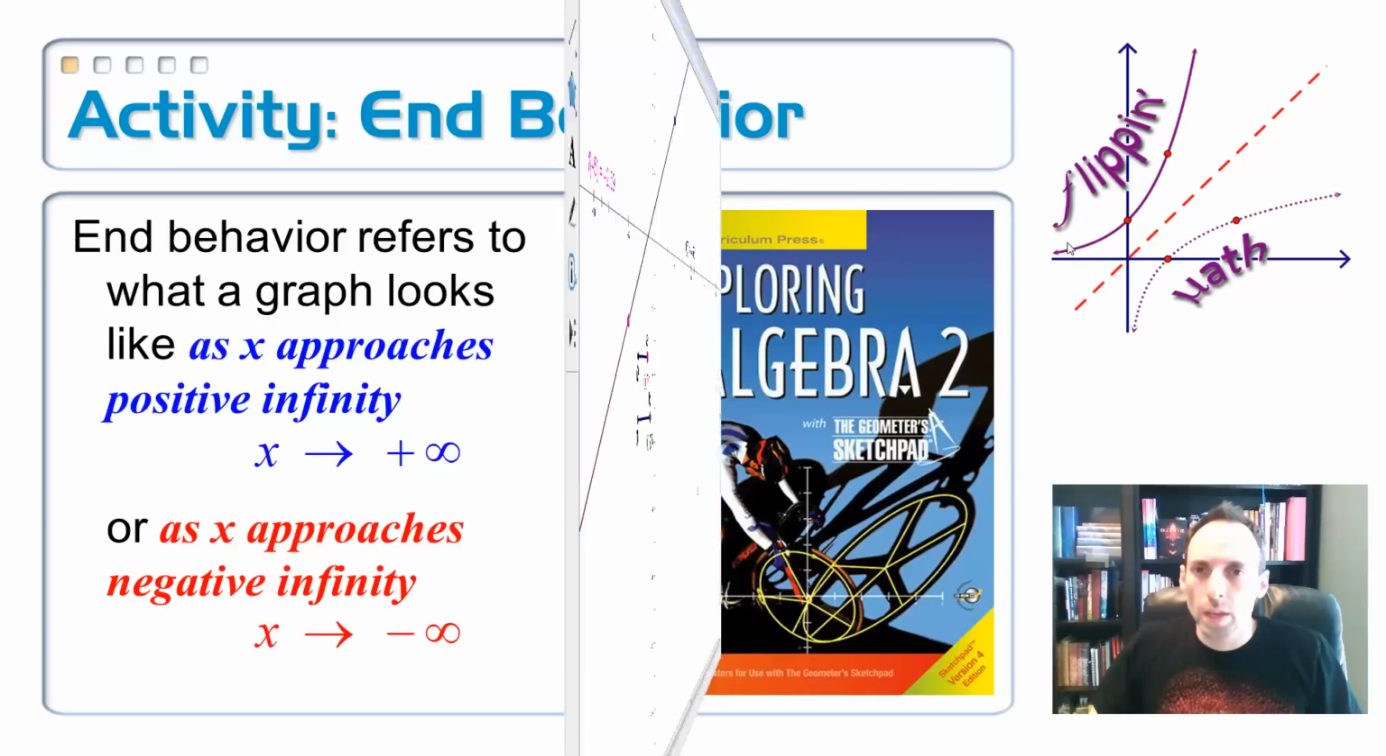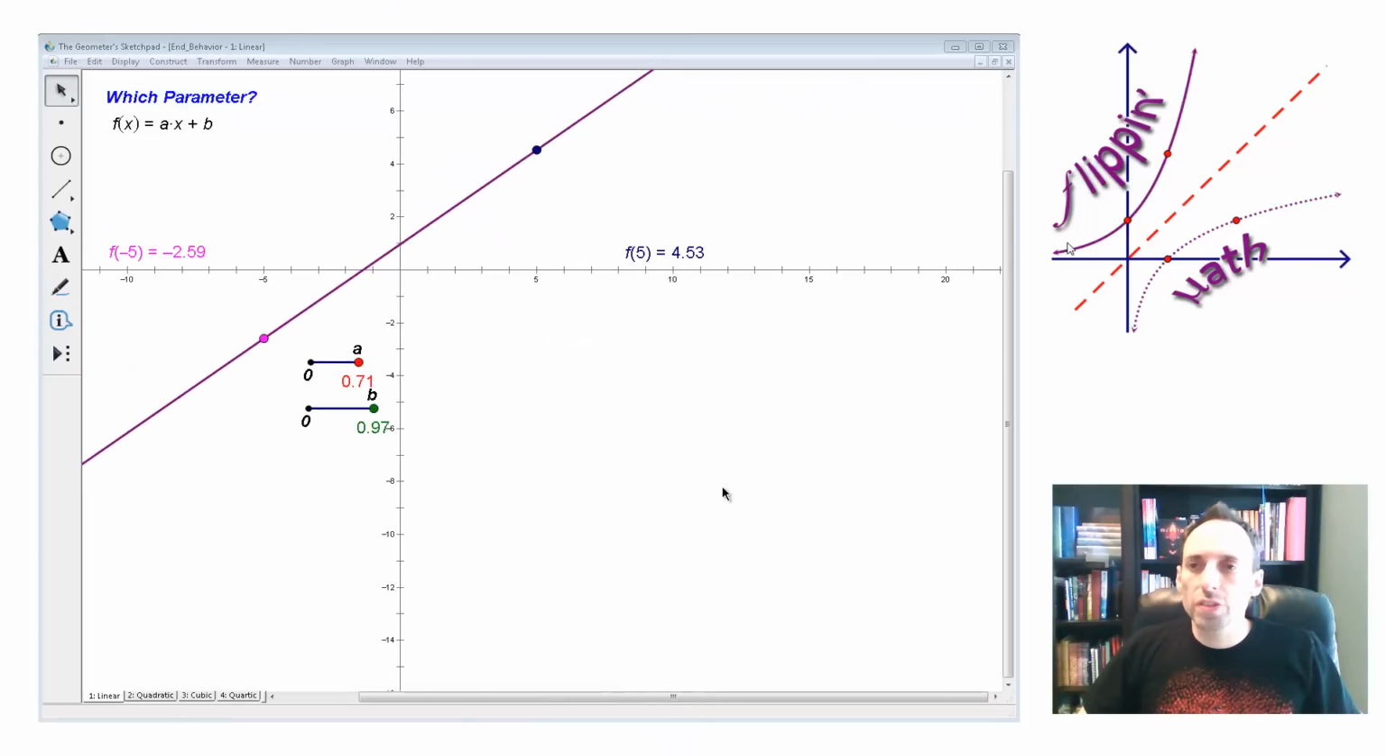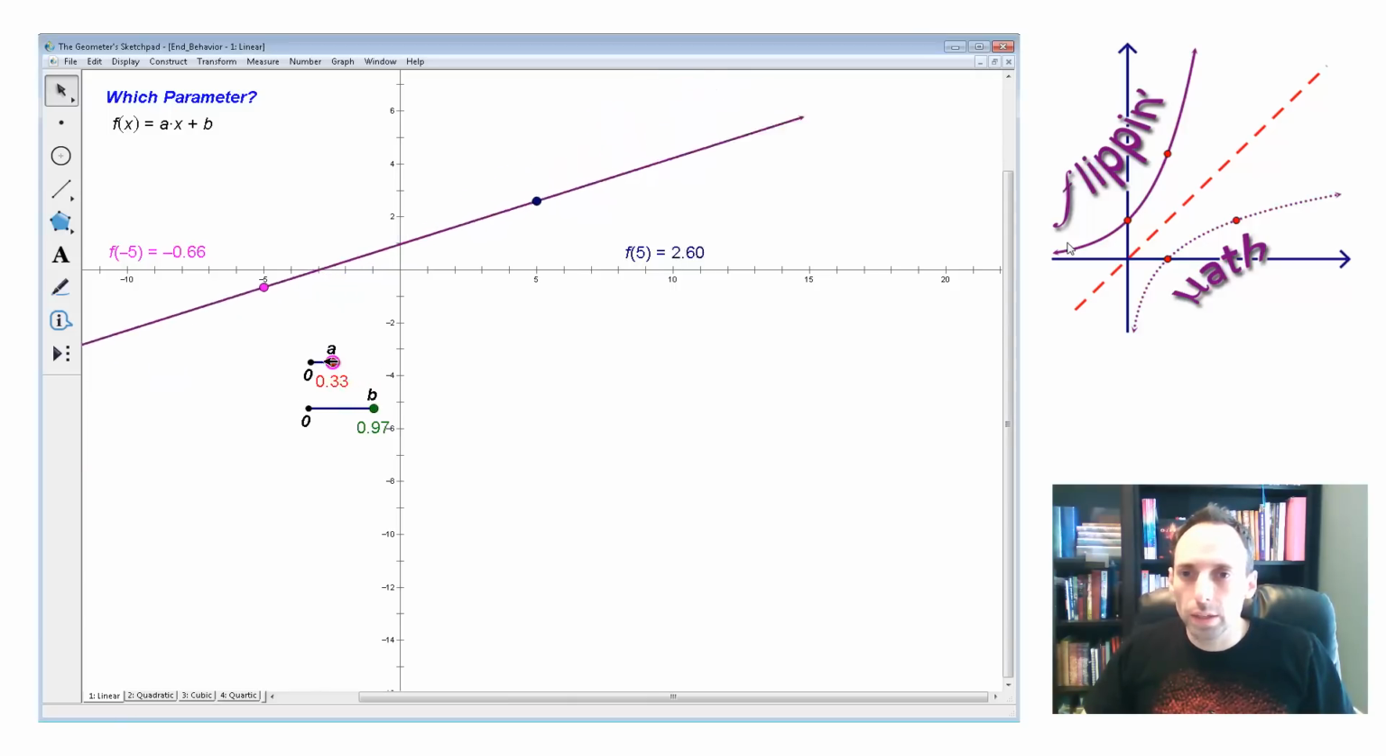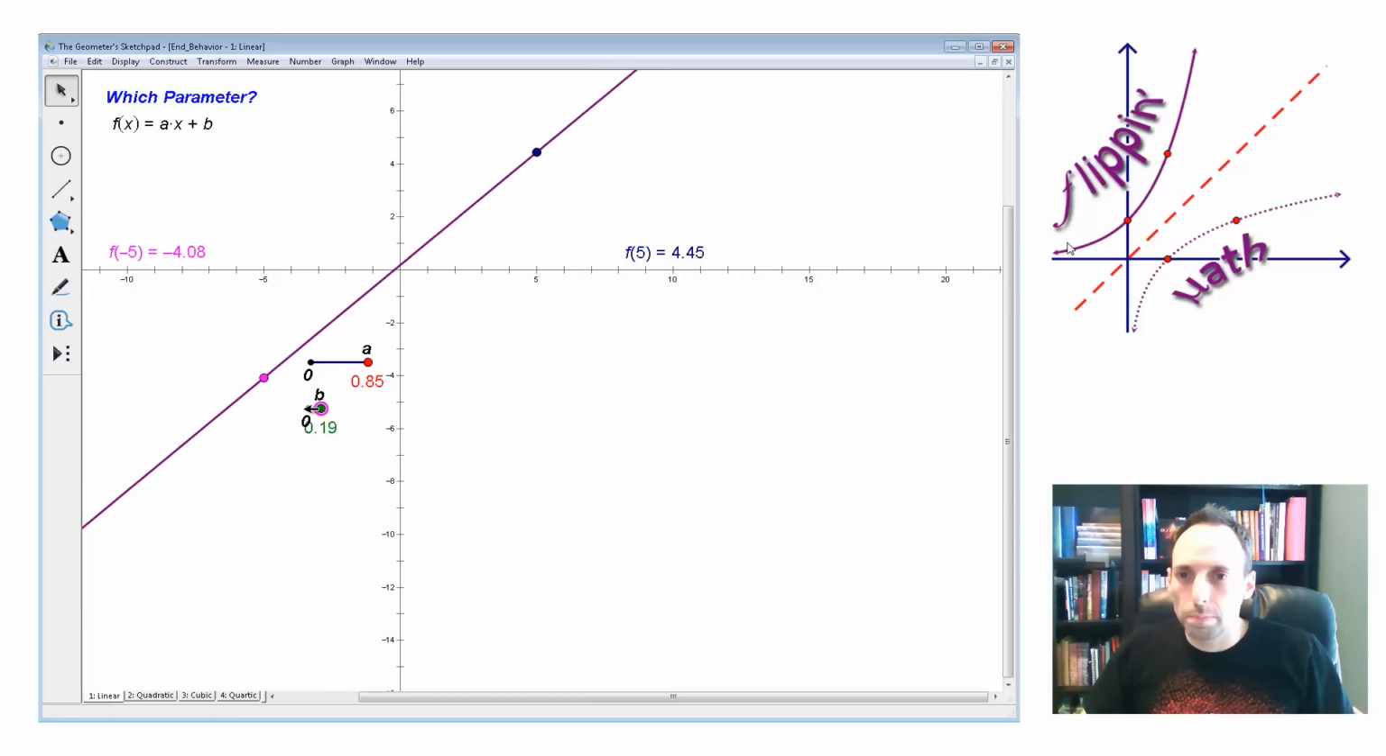Alright, so on the first page of this sketch, we have ourselves a linear function, y equals ax plus b. It's like mx plus b. And we have two parameters here. We've got an a, that's like the slope, right? And the b, which we know to be the y-intercept. So I can move my a, and I can move my b.